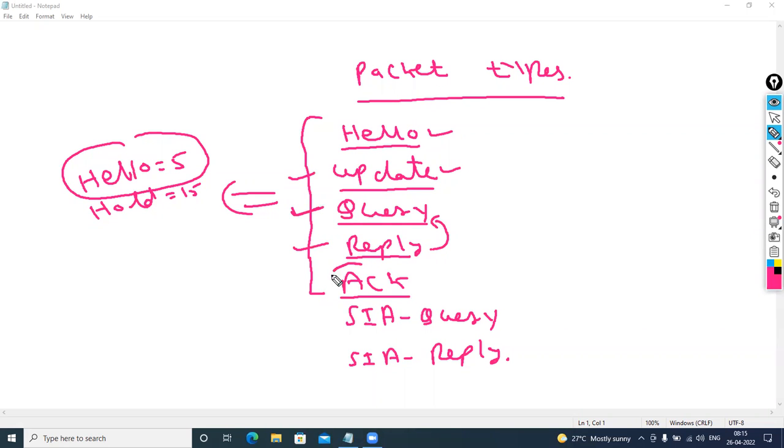Since EIGRP is reliable, an update, query, reply, SIA query, or SIA reply will get an acknowledgement back, just for reliability purposes. And SIA query and SIA reply, we'll discuss later.